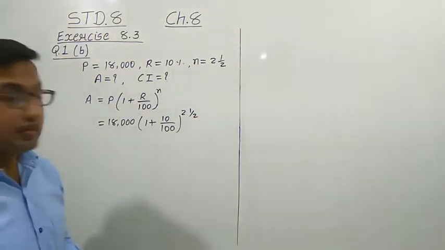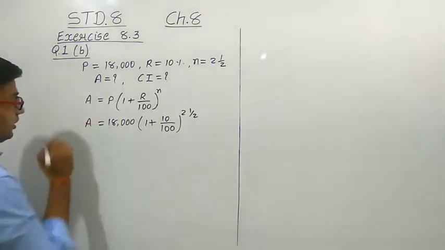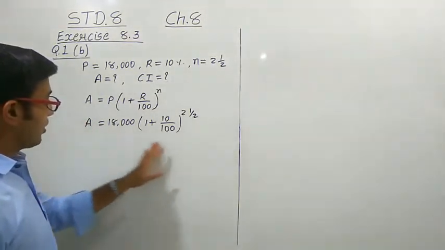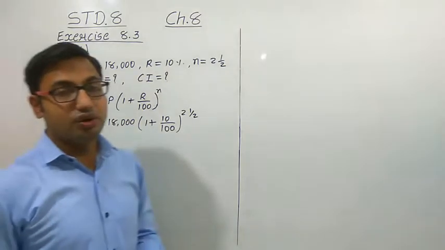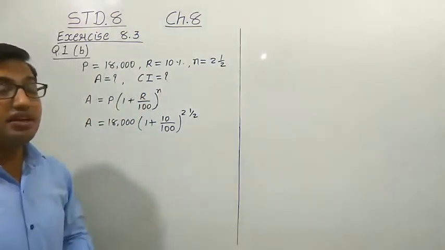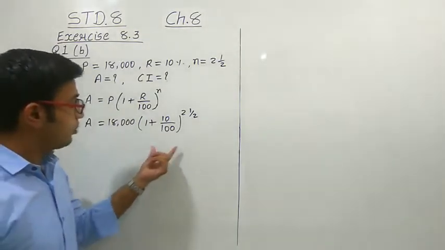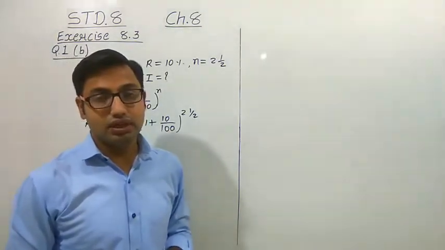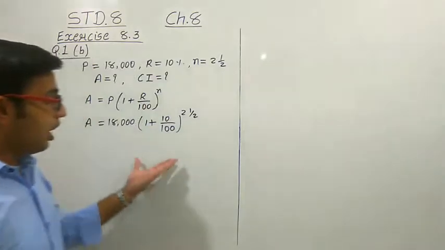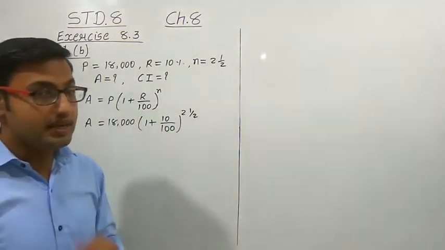Now see, here we have all these things are okay, but the power is not okay, because power is a rational number. It is not a whole number. So how to calculate 2.5 power of anything? Right? It is not possible. So now how to calculate this sum? See, there is a method.